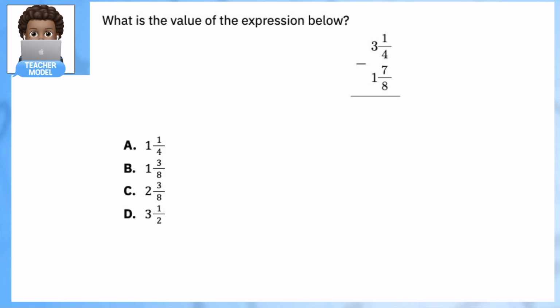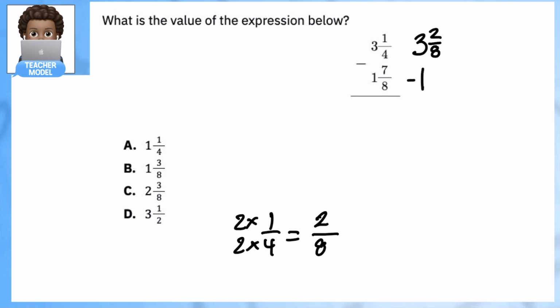Okay, so let's turn these into like fractions. And the good thing is that with 1/4, I know my common denominator can be 8. I know that 8 is just a multiple of 4. And if you're stuck figuring out what to multiply by, 2 times 4 makes 8. So 1 times 2 makes 2. And you're probably doing that part in your head. So let's rewrite this as 3 2/8 minus 1 7/8.